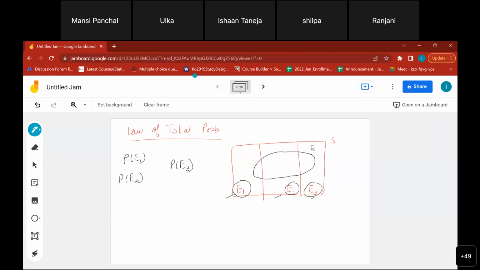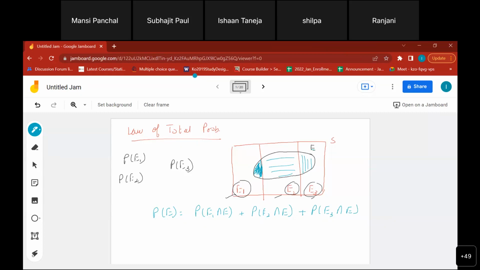The probability of E1 intersection E, plus the probability of E2 intersection E, plus the probability of E3 intersection E should be equal to the probability of E. What would this region be? It is the intersection of E1 and E. If I add these 3 parts, I can get the probability of this event E, right?